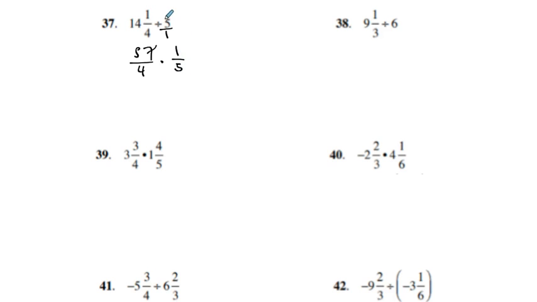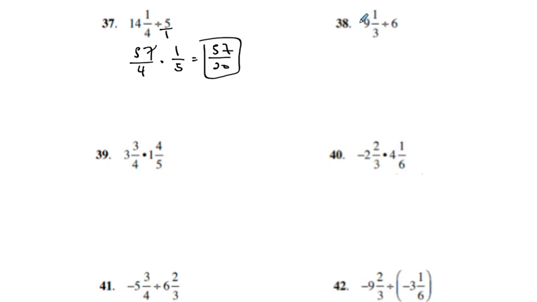So keep, change, flip. Keep the first fraction, change division to multiplication, and take the reciprocal of the second number. 57 and 5, nothing simplifies, so you're just left with 57/20.